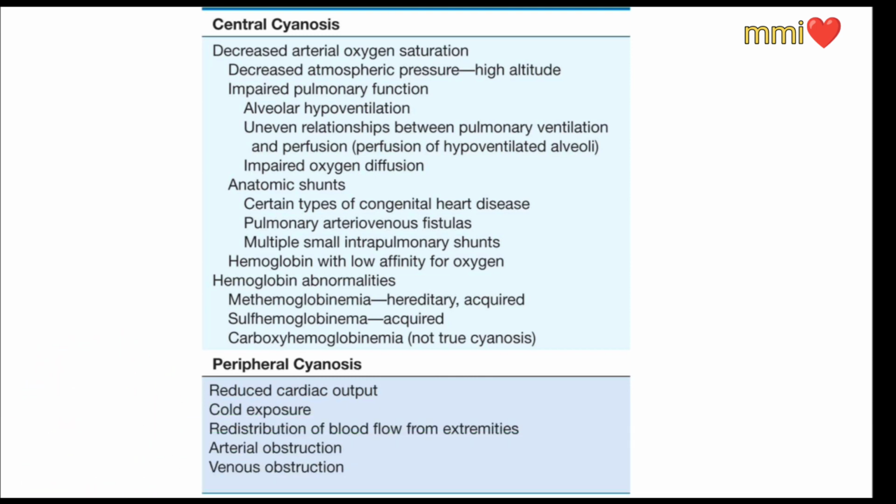It occurs in peripheral organs like the digits, your fingers. Peripheral cyanosis is because of decreased cardiac output, cold exposure, redistribution of blood flow from the extremities, arterial obstruction, venous obstruction. Okay, remember the causes of central cyanosis and peripheral cyanosis.